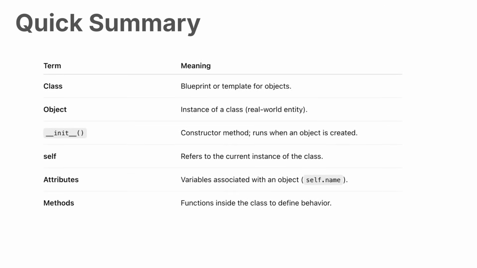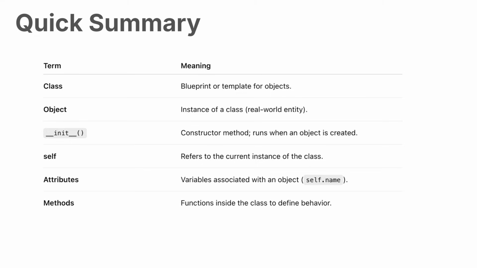This is a quick summary of important terms. Class. A class is like a blueprint or template for creating objects. It defines what features, attributes, and actions, methods, the objects will have. Object. An object is an actual instance created from the class blueprint. You can create many objects from one class, and each object can have different data.